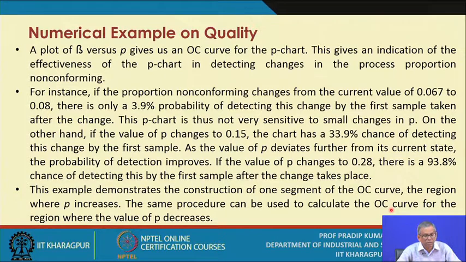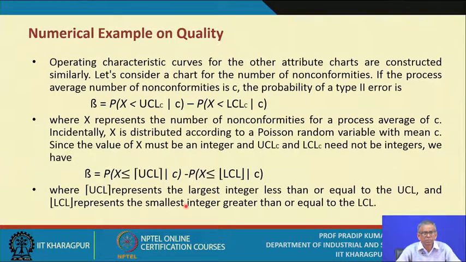The other examples we'll refer to in the subsequent classes. So, a plot of beta versus p gives us the OC curve for the P chart. Now we need to interpret this control chart. Please go through all these details. This way you interpret the OC curve for the P control chart. The other examples we will be referring to in the subsequent lecture sessions.